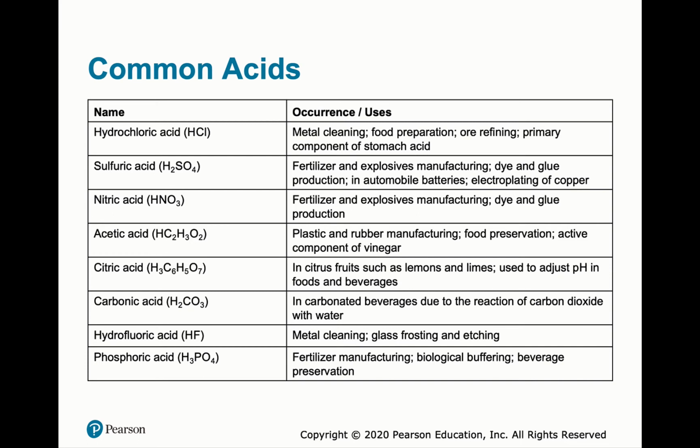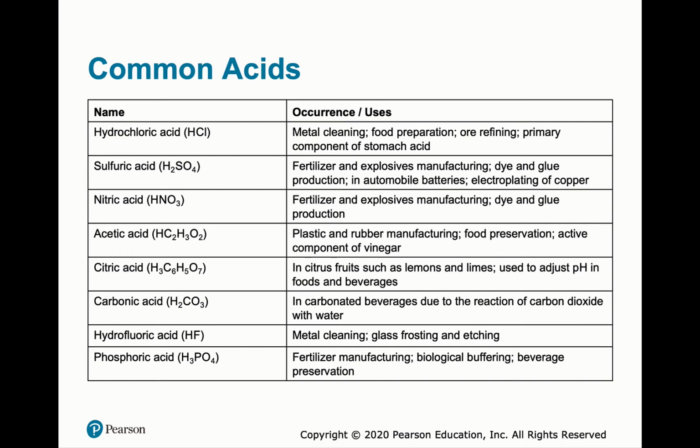And nitroglycerin is another one. The way you make nitroglycerin is you mix glycerin with nitric acid. So nitric acid has a tendency to make things go boom. Acetic acid is a primary component in vinegar, and it's also used in plastic and rubber manufacturing.